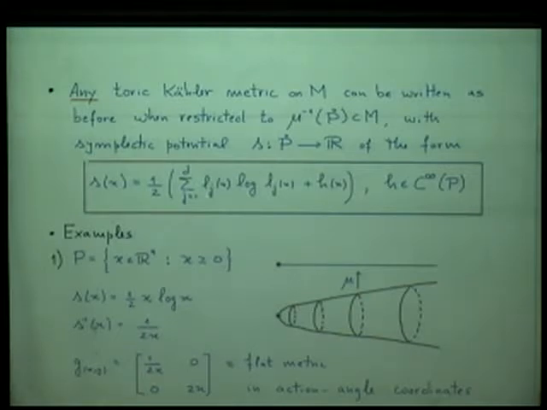And so if you just look at the potential 1/2 x log x, and don't add anything else, you compute the second derivative, which is the Hessian, and you get a metric which has the Hessian and the inverse of the Hessian. And this is the flat metric in R2 expressed in action angle coordinates. Okay? It's just the usual flat, linear metric. In these action angle coordinates, it looks like this.